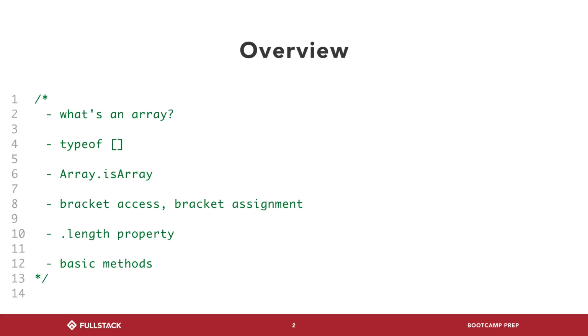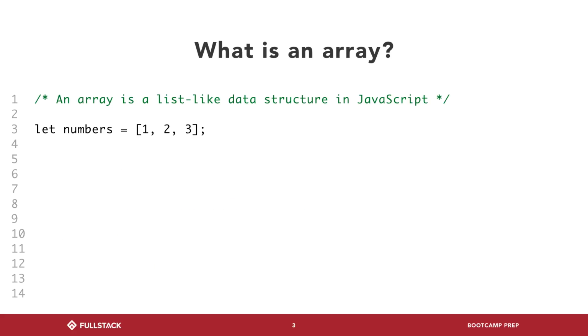Arrays. So what's an array? Typeof. How do we check if something is an array? And some very basic properties or some basic useful methods within arrays.